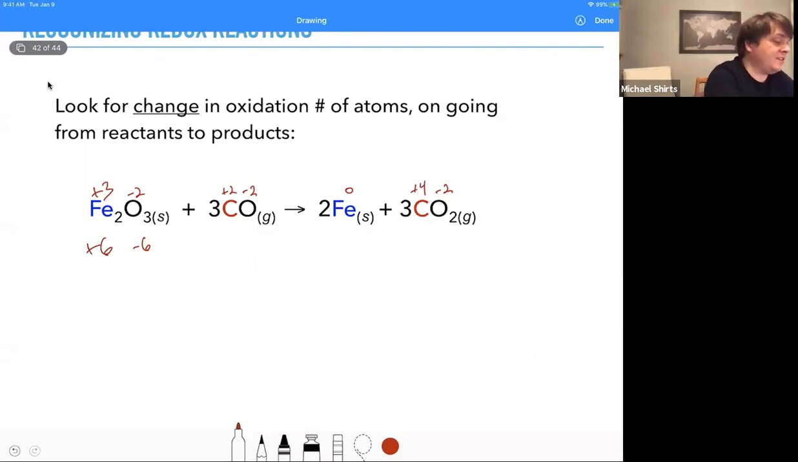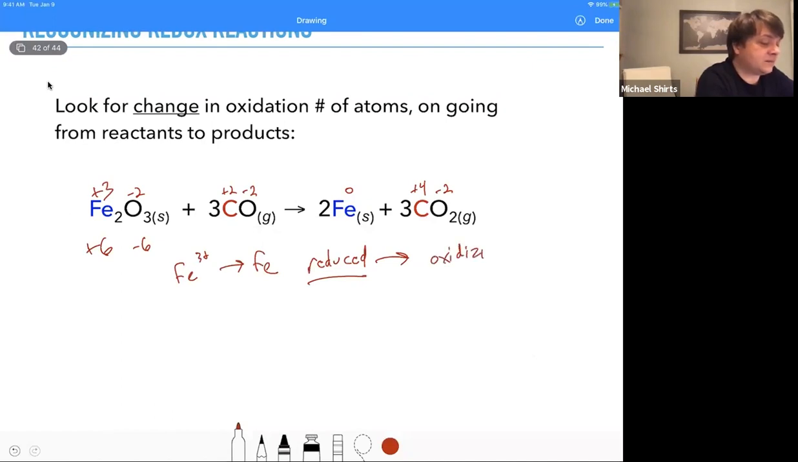So what we have here in this reaction, we have Fe3+ going to iron, and therefore it's reduced, or in other words, iron oxide is the oxidizing agent. And carbon goes from a +2 oxidation number to a +4 oxidation number. That means it is oxidized, but that means by definition it is also the reducing agent.